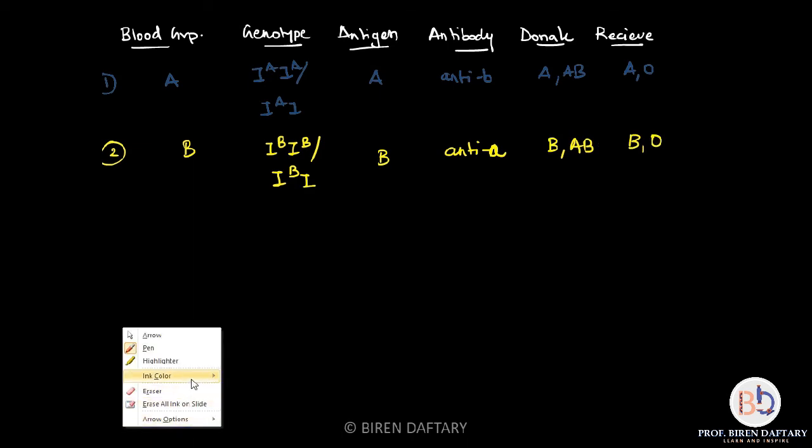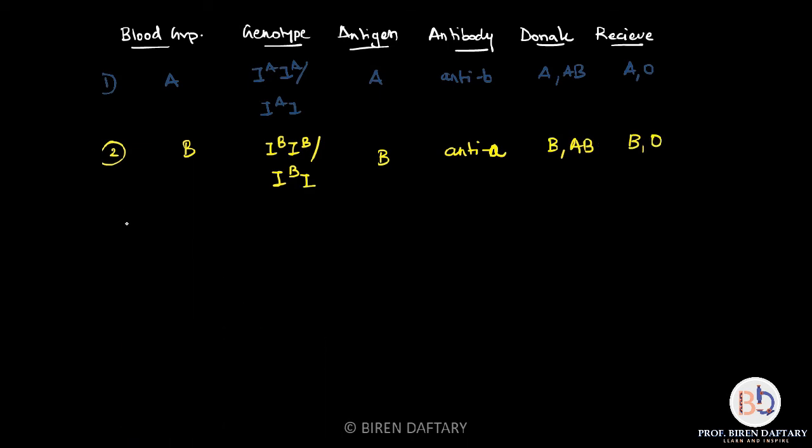Now the third blood group that we are going to write is the O blood group. Only one genotype, II or IO. Antigen present is none. There is no antigen present over here. Antibodies, both the antibodies are present, so antibodies against A and antibodies against B. It can donate blood to all the blood groups, whereas it can receive only from blood group O.